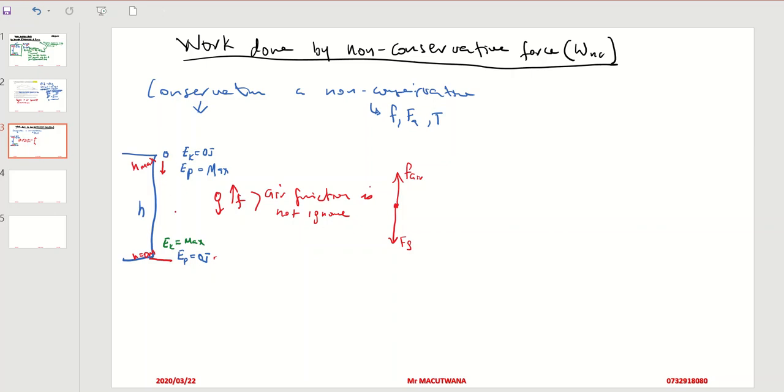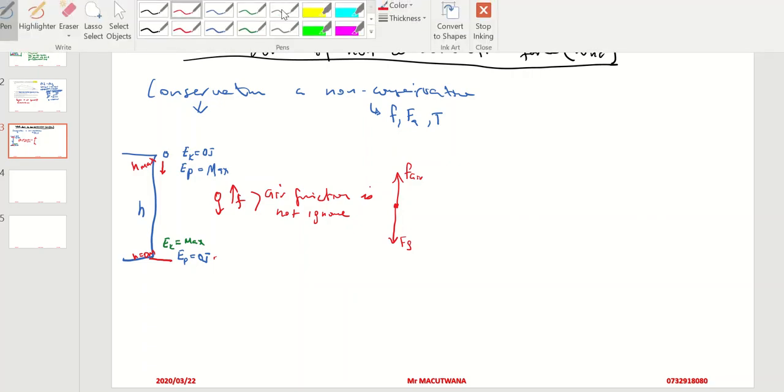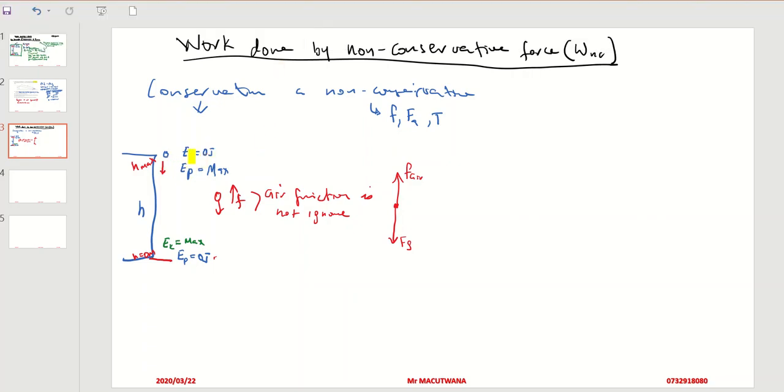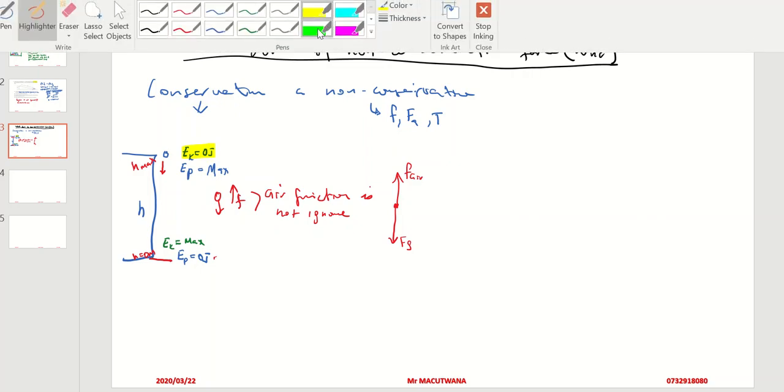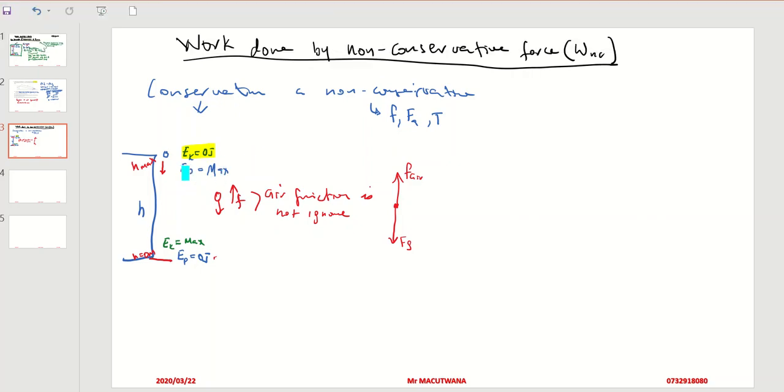Now, earlier, I think we had an agreement that if you look at this scenario here, at the top you will have kinetic energy equal to 0 because the object is dropped. So the object will not be moving, so kinetic energy will be 0. But because it is at its maximum height relative to the ground, the potential energy there must be at its maximum.